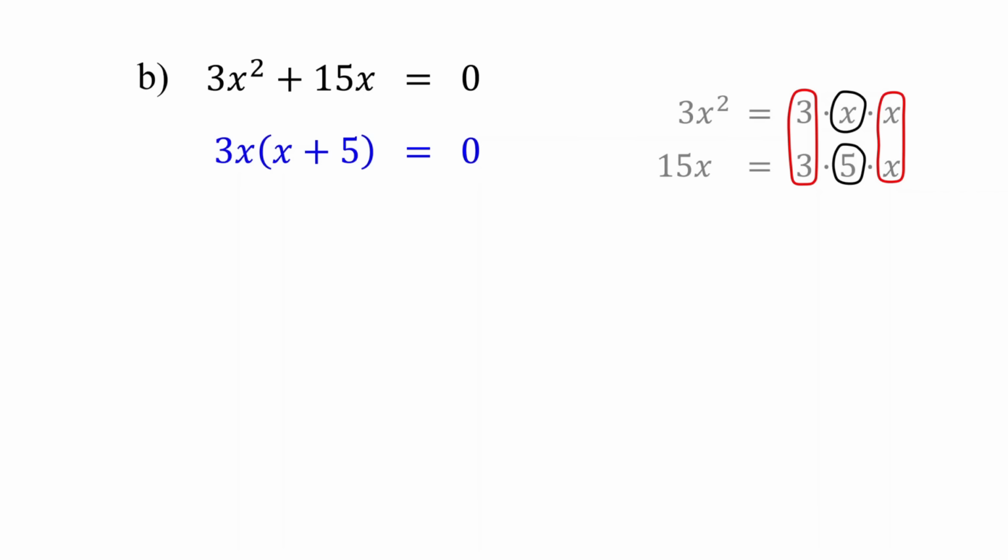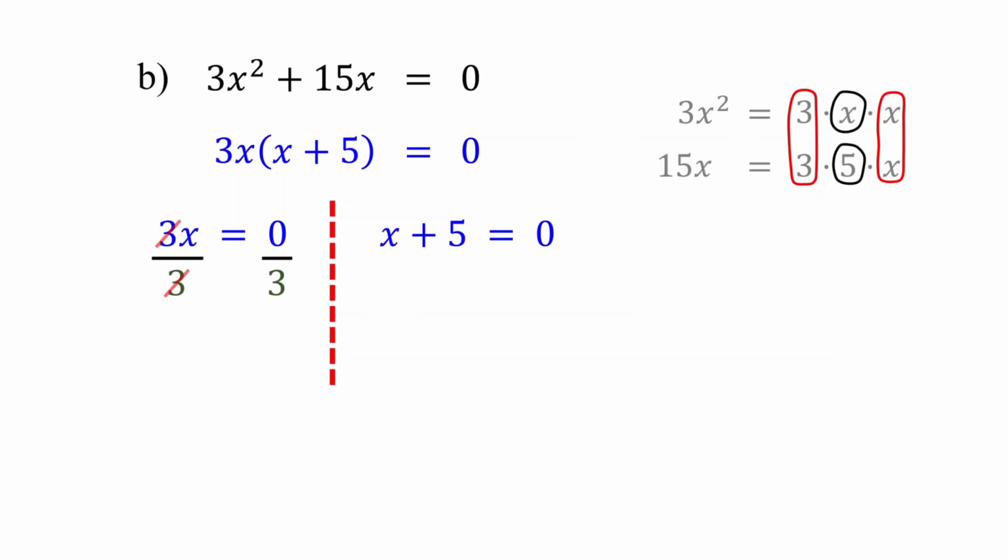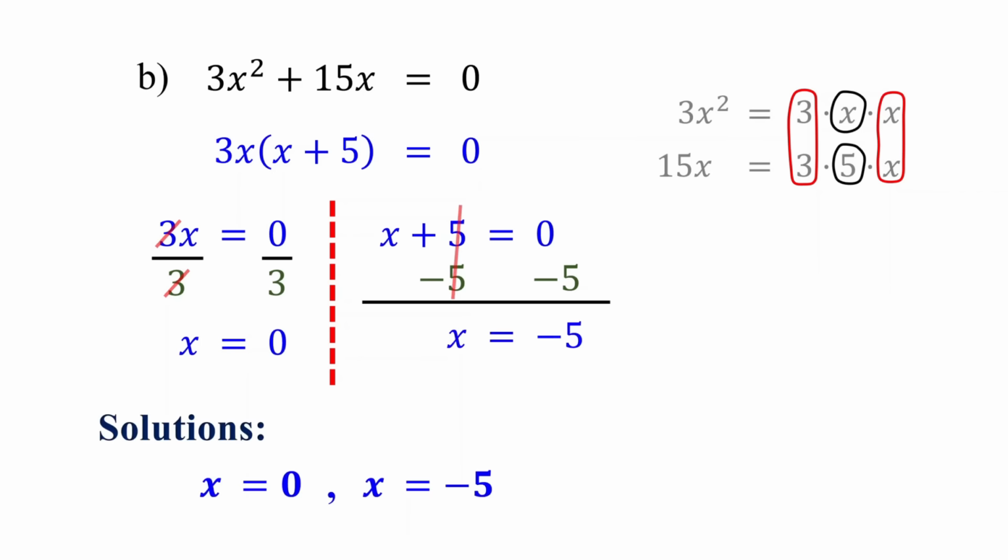Now using the zero product property, for this product to be 0, either 3x must be 0 or x plus 5 must be 0. Then, solve for x. For the first equation, divide both sides by 3 to isolate x. These cancel out, and we get x equals 0. For the second equation, subtract 5 from both sides to isolate x. Therefore, the solutions are x equals 0 or x equals negative 5.